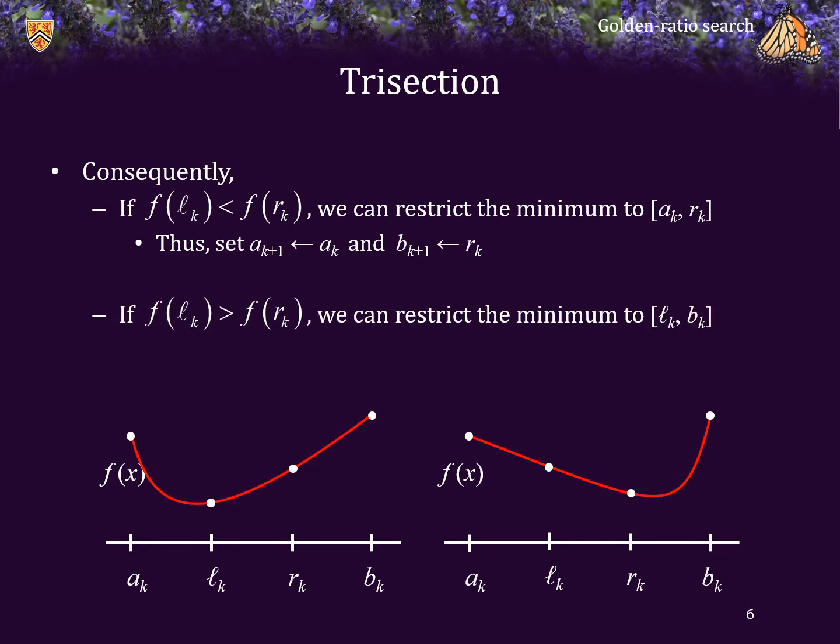However, if it is the right interior point that has a smaller function evaluation, then we can restrict the minimum to at least going from L_k, the left interior point, to the original B_k. Consequently, in this case, for the next iteration of this algorithm, A_{k+1} is assigned the value of the left interior point, and B_{k+1} is B_k.